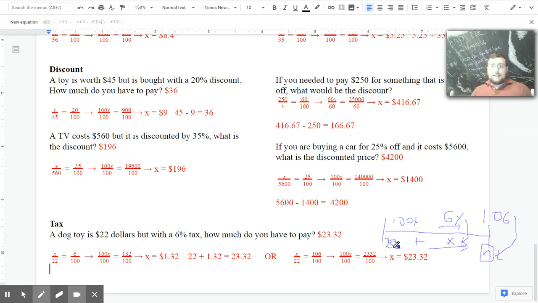So that is it. That is all the practice of all the kinds of problems that you will see in the content assessment. And I hope that this is clear to you.